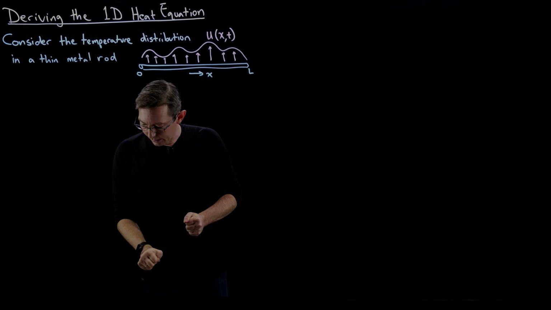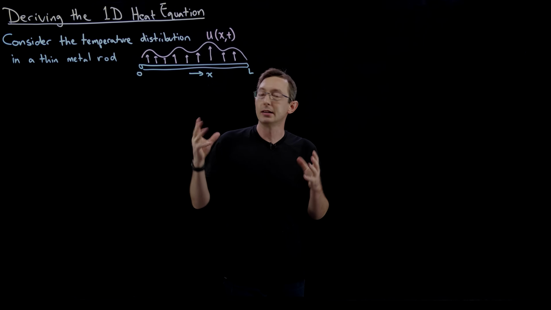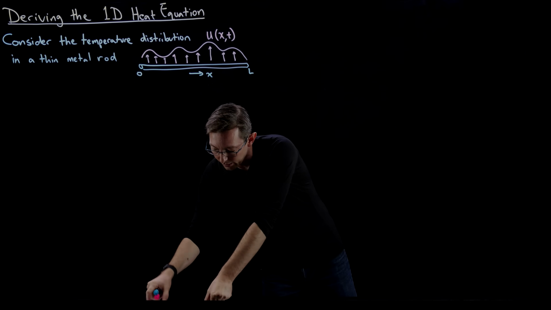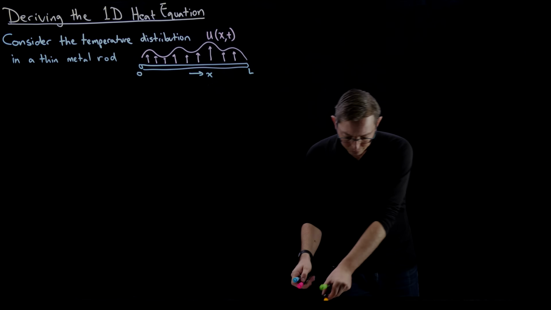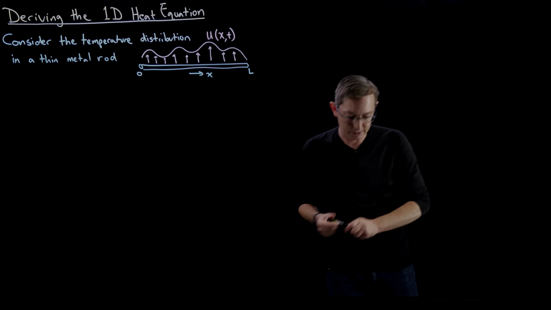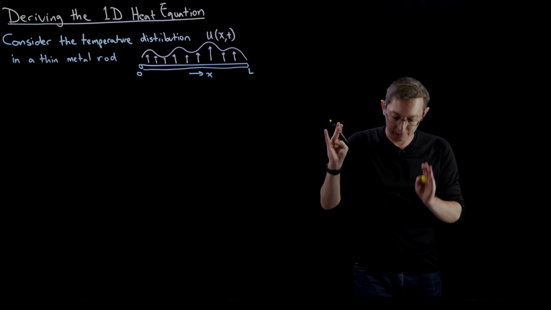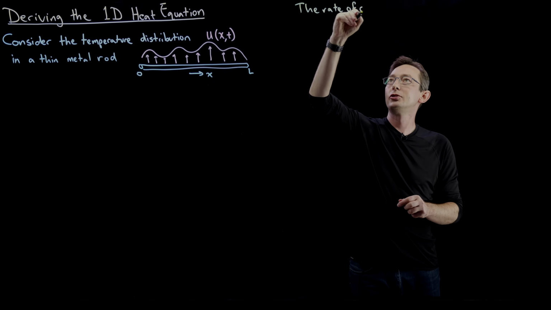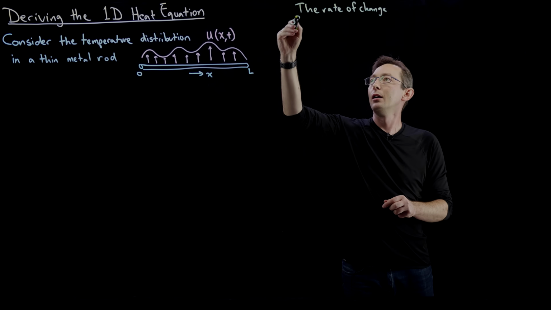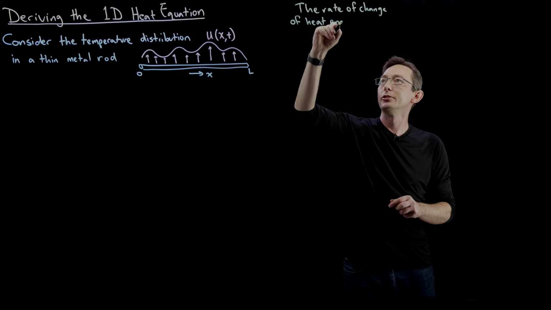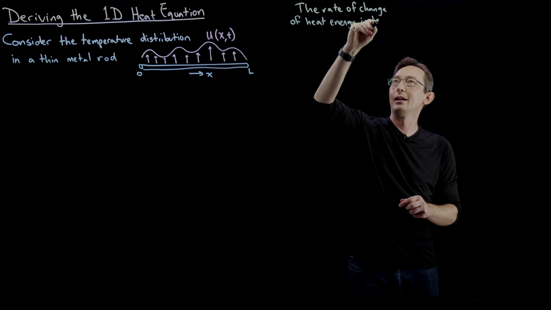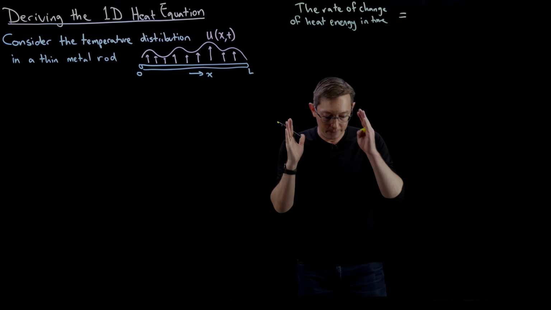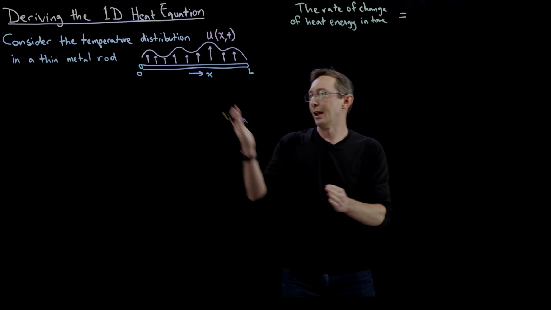So let's jump in. Like I said, we are going to use common sense to derive this partial differential equation. So let's start doing this. And I want to write this out in words first. The rate of change of heat energy in time is going to equal the heat flux through the boundary at every point in space.